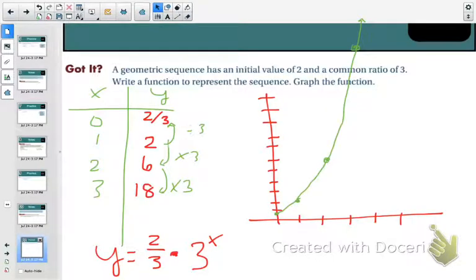Alright, so again, I made the table. I did first 1, 2s, and 3s here, because it tells us our initial value is 2, and then we multiply by 3 each time. So to find our y-intercept, the 0, I went backwards and divided by 3 and got 2/3. So that I put in for a. My ratio is 3, so 2/3 times 3 to the x. If you want to write it as the explicit formula, you can do that too, but either way works. So then I graphed, started at 2/3 right there, and then I multiplied by 3 as I went over. So it looks something like that.